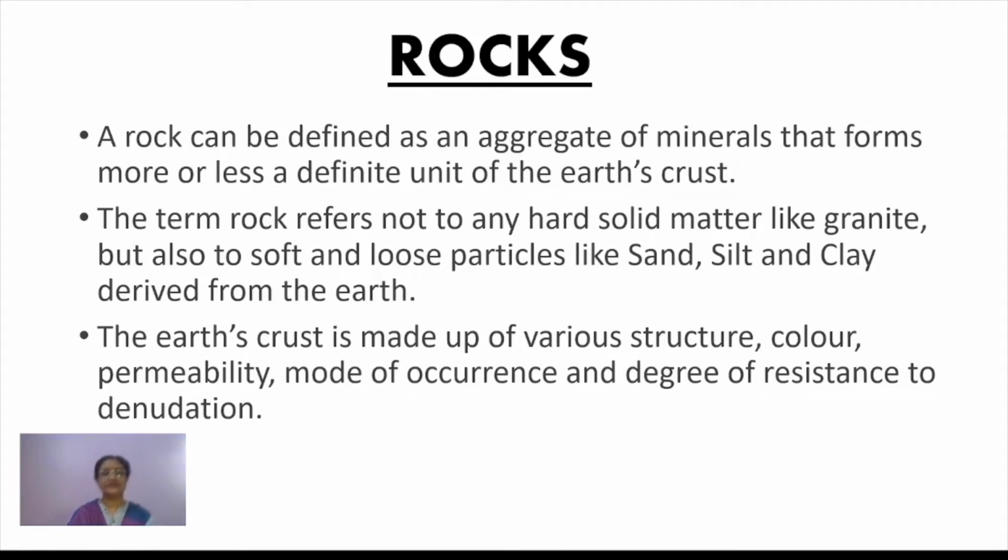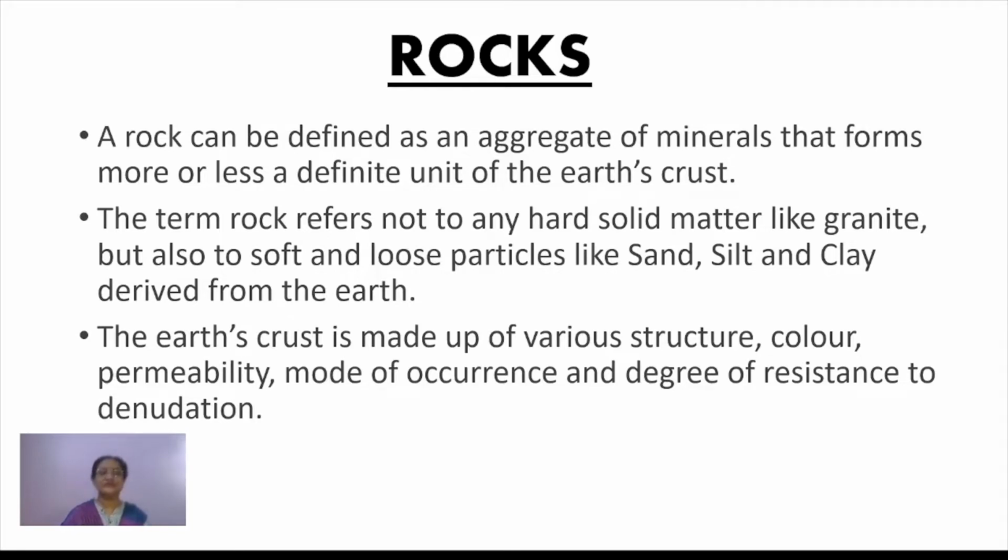So now let's continue. First of all, rocks and minerals we have to discuss here. Basically, how can we define rocks? Rocks can be defined as an aggregate of minerals that forms more or less a definite unit of the earth's crust. The outermost layer of the earth is called the crust, and different types of rocks form the crust. The term rock refers not only to hard solid matter like granite, but also to soft and loose particles like sand, silt and clay.